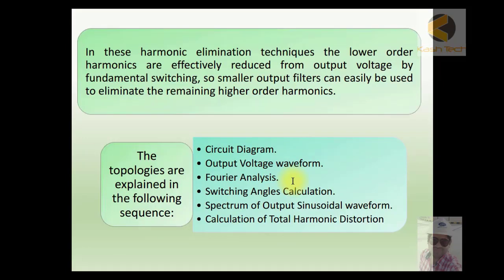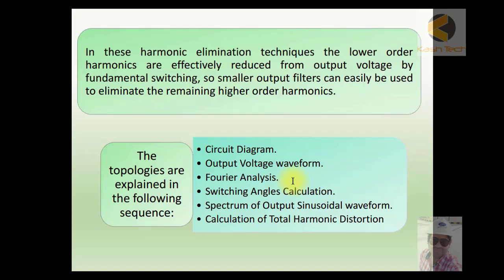So in these harmonic elimination techniques, the lower order harmonics are effectively reduced from the output voltage by fundamental switching. So smaller output filters can easily be used to eliminate the remaining higher order harmonics. So they are doing the elimination of lower order harmonics, which are very difficult to filter. Higher order harmonics can easily be removed by installing filters.